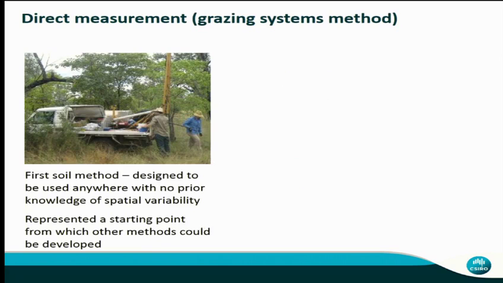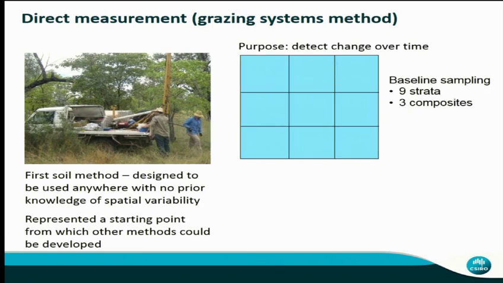So the first method that's out there now, this direct measurement method, was designed to be used anywhere with no prior knowledge of spatial variability. It really just represented a starting point. You don't have to separate it. You just put your strata, equal area strata, down on a field. And the way it basically works is the purpose is to detect change over time. In this particular issue, we've got 9 strata with 3 composites.